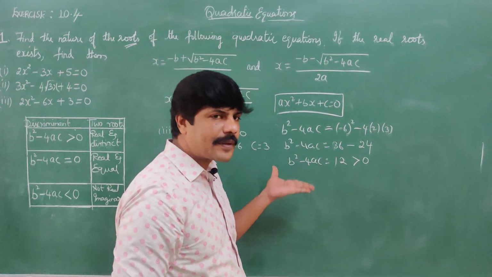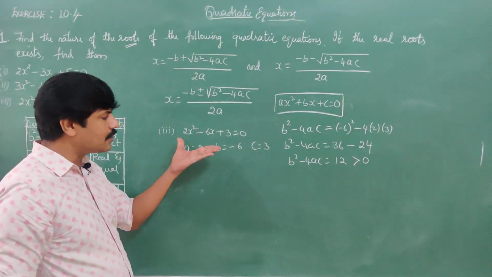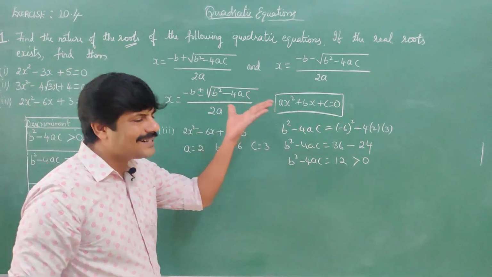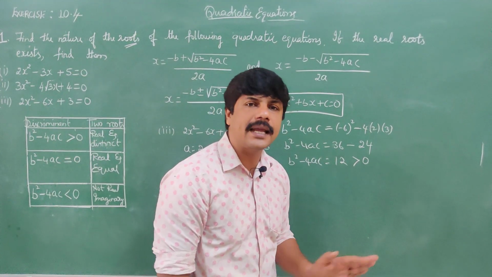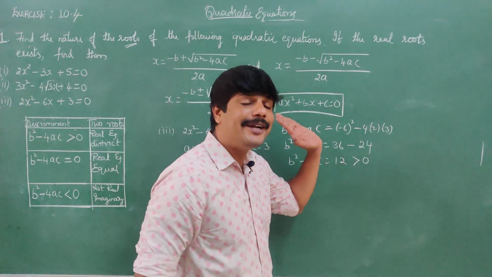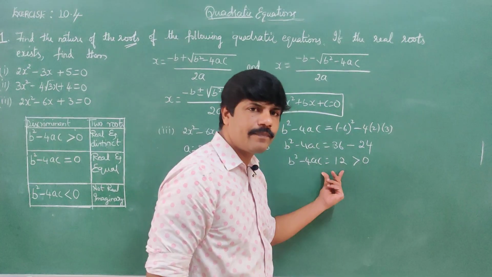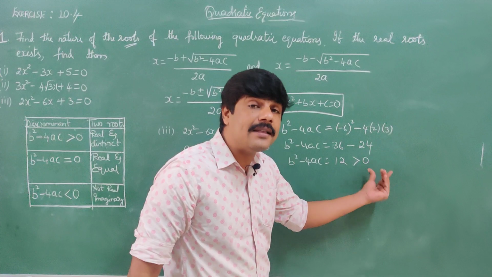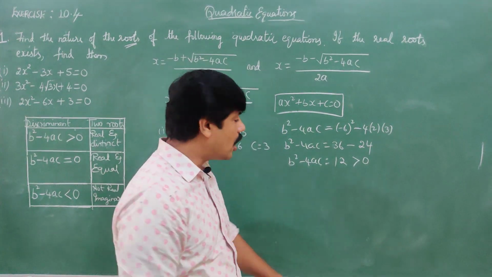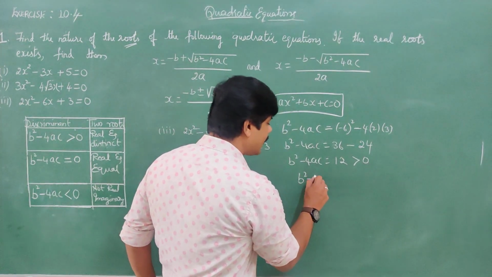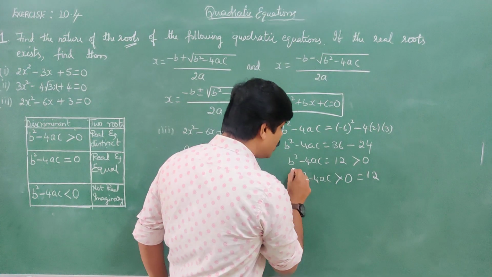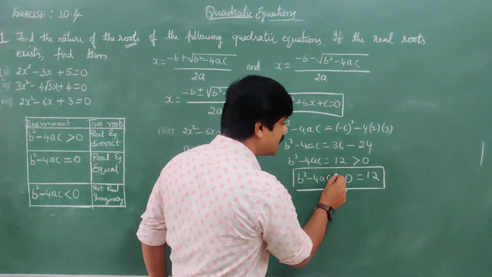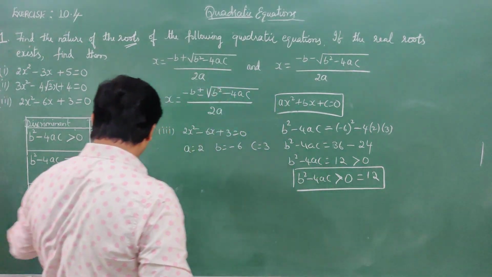We got, after substituting the values of the coefficients and constant of this particular equation in the discriminant, the value 12. 12 is not equal to 0. 12 is not less than 0. 12 is plus 12, more than 0. So what did we get? The discriminant b square minus 4ac is more than 0, that is equal to 12 in this equation. Understand? Since it is more than 0, now you come to this table.